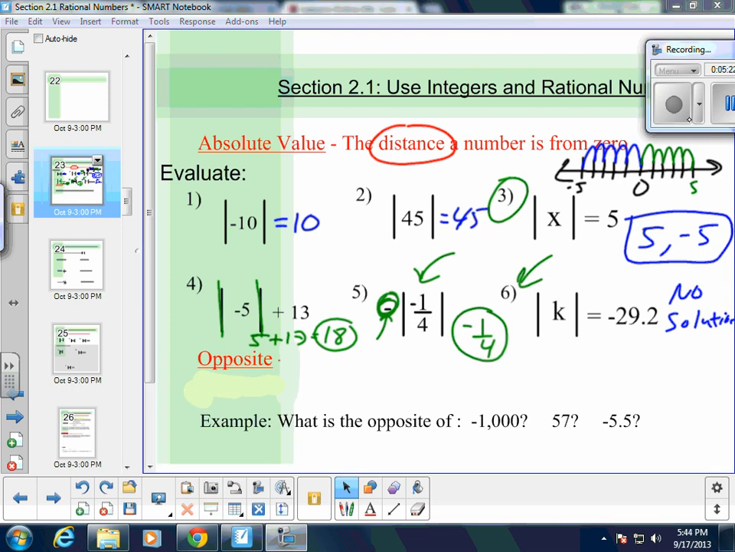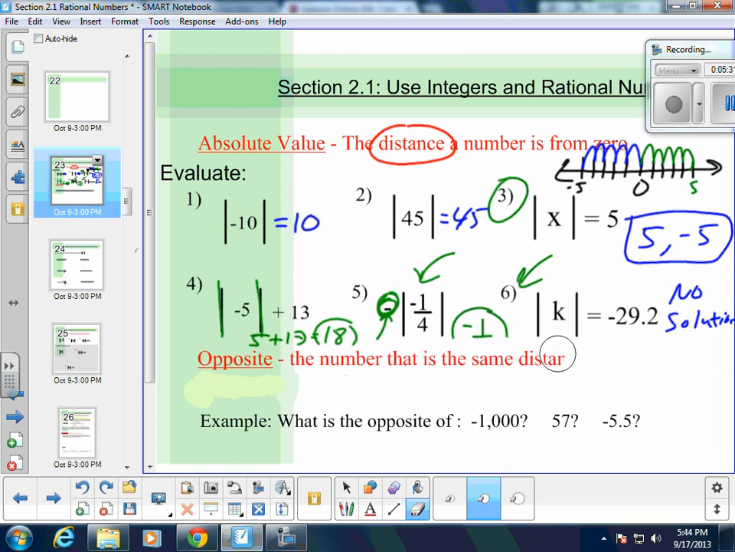This section will talk about absolute value, and it'll also talk about the opposite of a number. What does the opposite of a number mean? And sometimes this is one where, after we go through a few examples, students kind of remember, but for now I'll put the definition up here. The opposite is the number that is the same distance away from 0 as the given number.